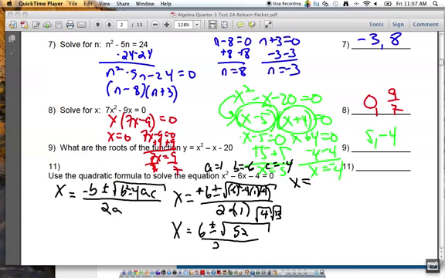I don't know if I have a video up on Extra Help on Demand about simplifying radicals. If I don't, I need to get one up there.